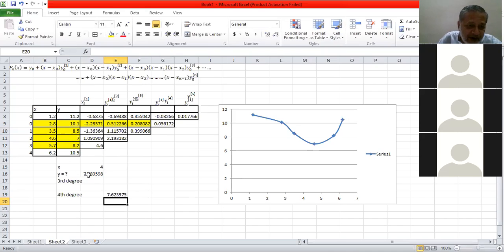Now third degree estimation for y given x equal to 4 was this. The fourth degree estimation for y given x equal to 4 is 7.62. There is a slight change. Now this slight change can be interpreted as what? A general principle is that if the data scatter is arbitrary, higher the degree, better the approximation. But we don't make it a principle.